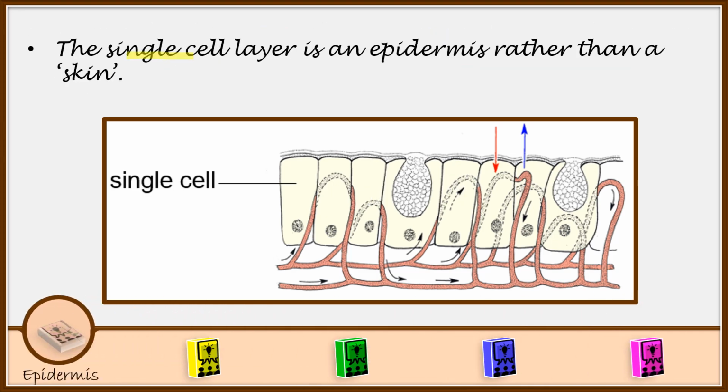The single cell layer is an epidermis rather than a skin. When you look at this layer here, it is the only layer to reach the blood capillaries. It is 1 cell thick. So instead of referring to it as a skin, it is in fact an epidermis, just a single layer of cells.